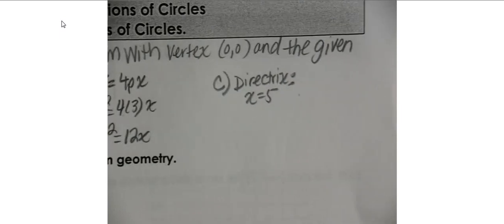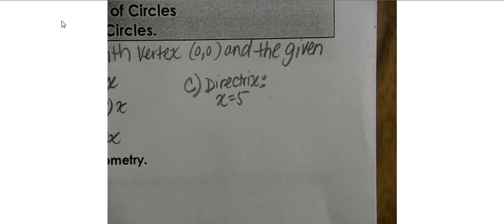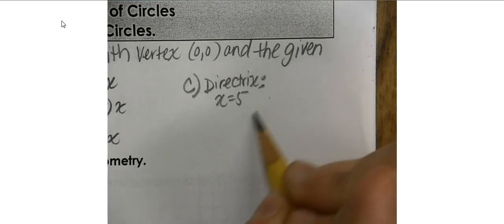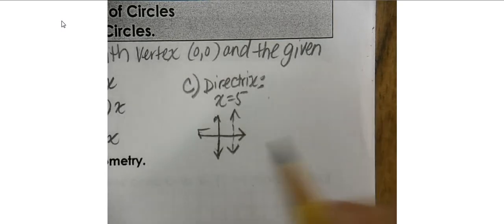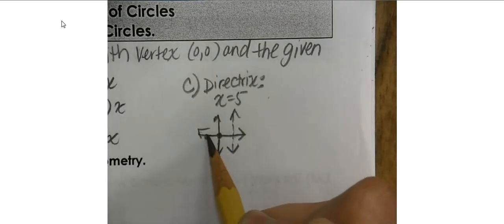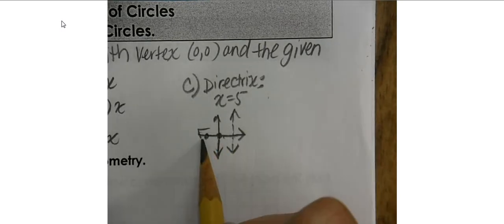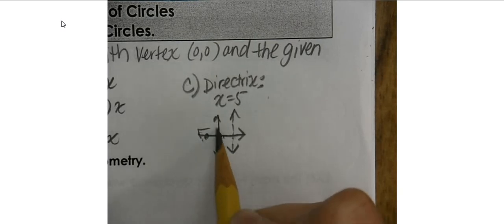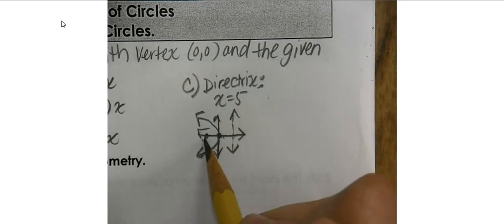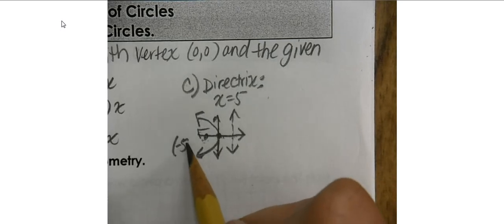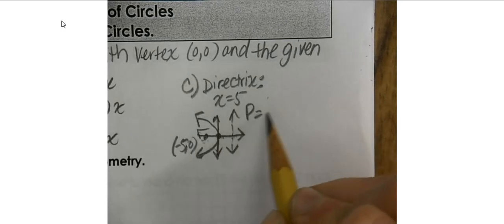Next, I have a directrix that's located at x equals 5, so I'm going to draw a really quick sketch of that. So at x equals 5, that is a vertical line. I know that it is 5 units away from the vertex, and my focus is going to be 5 units further away from my vertex on the other side, and that means that my parabola is opening up to the left. Since everything is equidistant, I know that the focus is going to be located at (-5, 0). So therefore, I know that p is equal to -5.